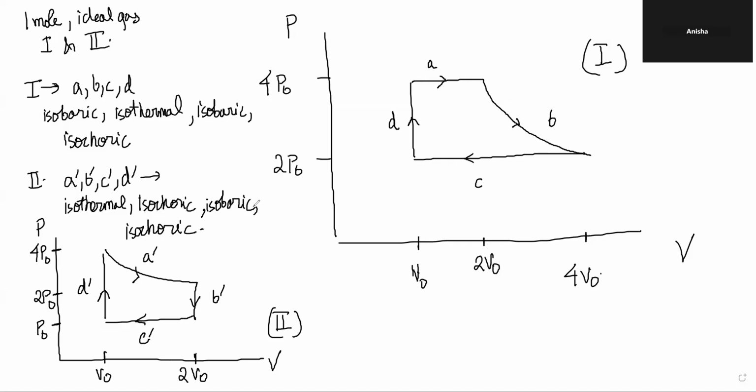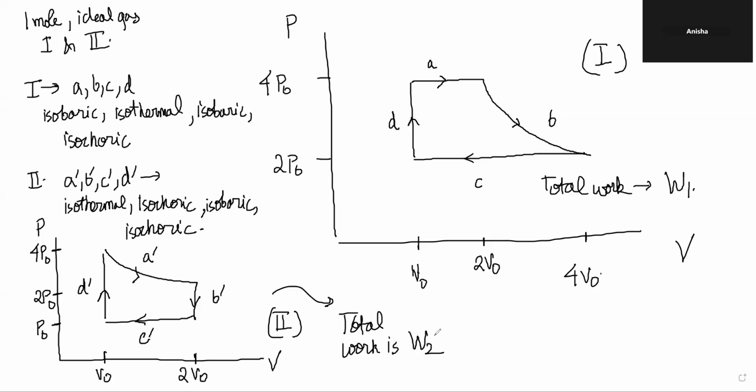Total work done during cycle 1 is W1 and total work done during cycle 2 is W2. And you have to find the ratio of W1 by W2. So ultimately, just a lot of data, a lot of information. You just have to do your basic stuff.